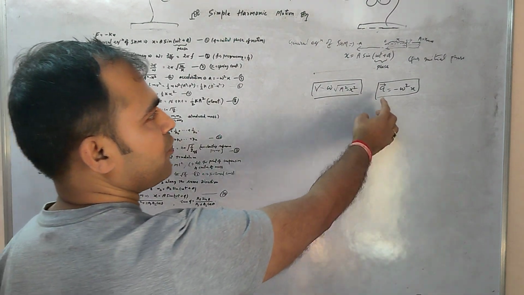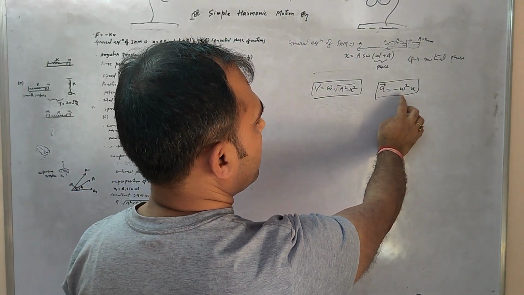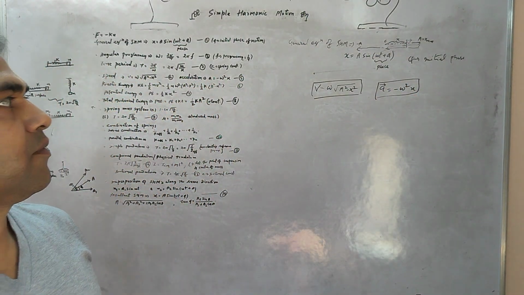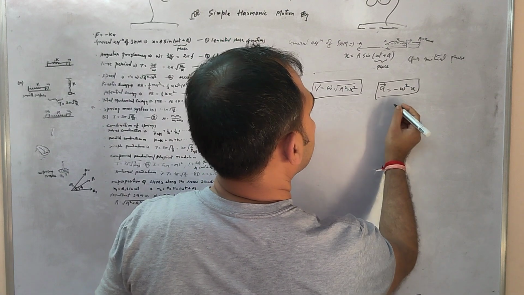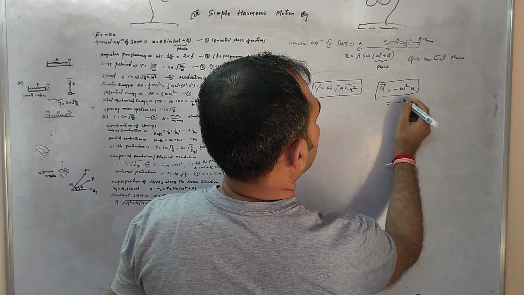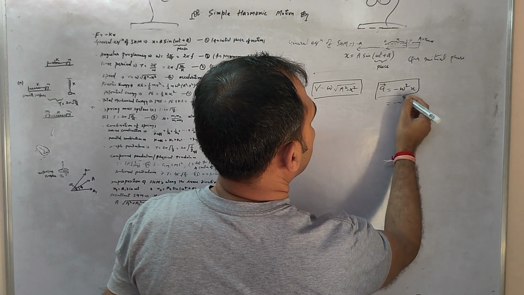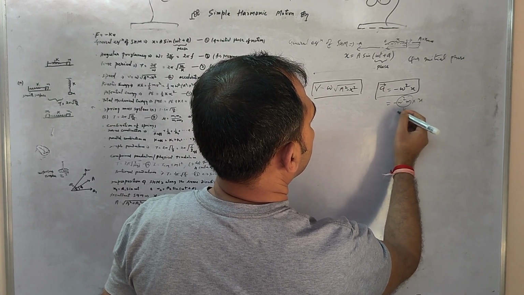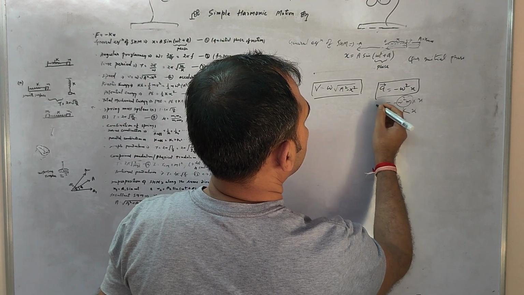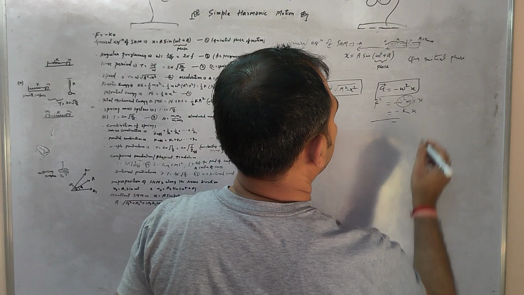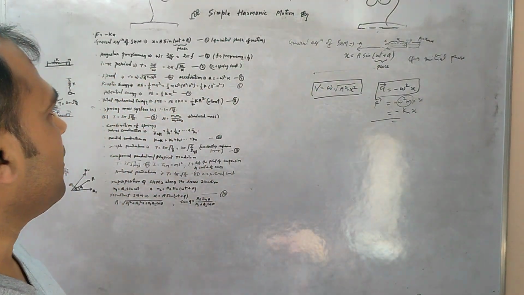So obviously the restoring force will be mass multiplied with acceleration a, that is minus omega square into m into x. This was our restoring constant k, minus kx, the force. So here we can write. Hope there is no issue.